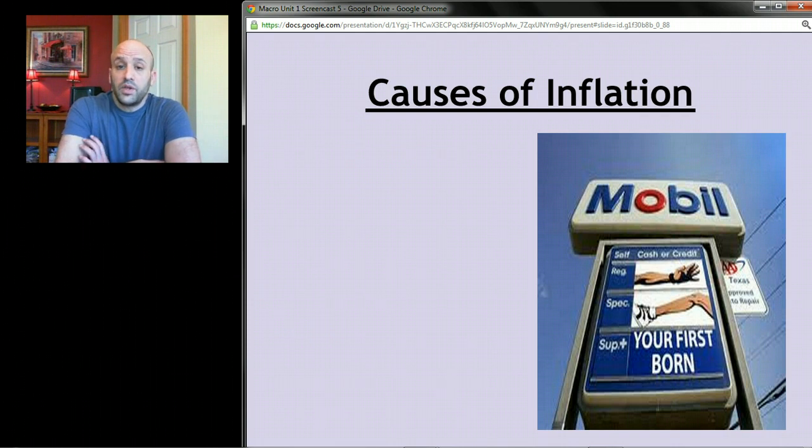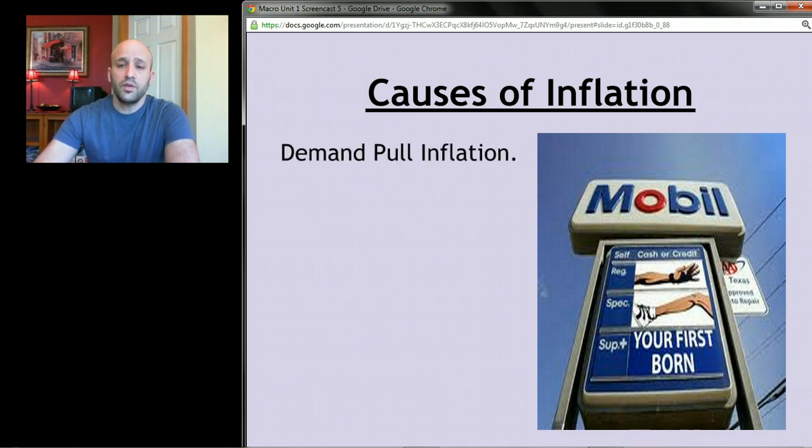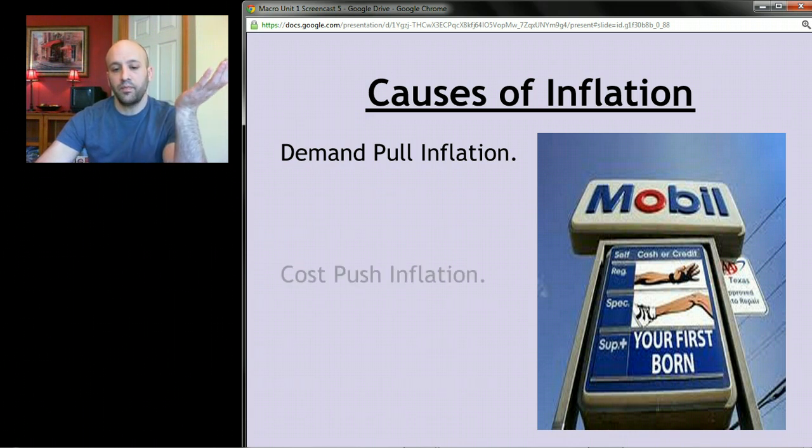Well, now that you know what inflation is and how it's measured, we're going to talk about what causes inflation. Now there's two basic causes of inflation, and they both have names. They're called demand pull inflation and cost push inflation. Let's deal with demand pull inflation first.